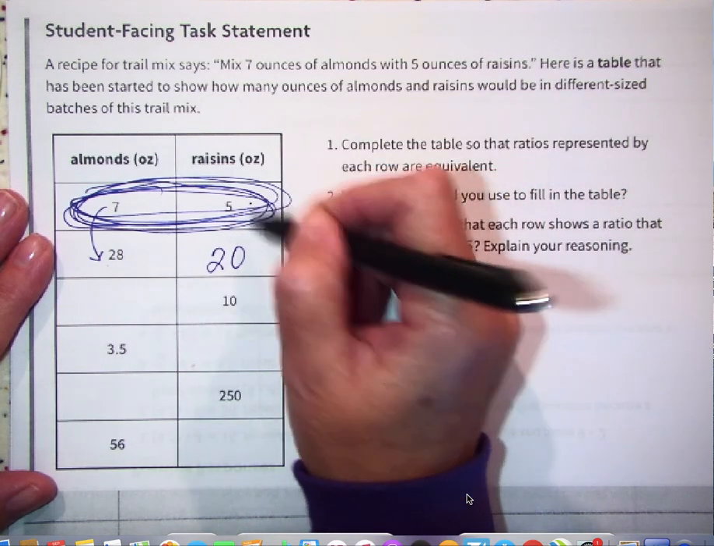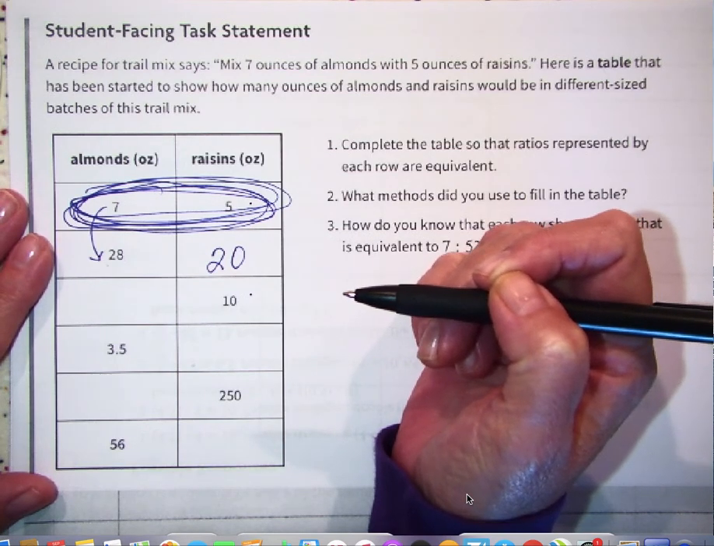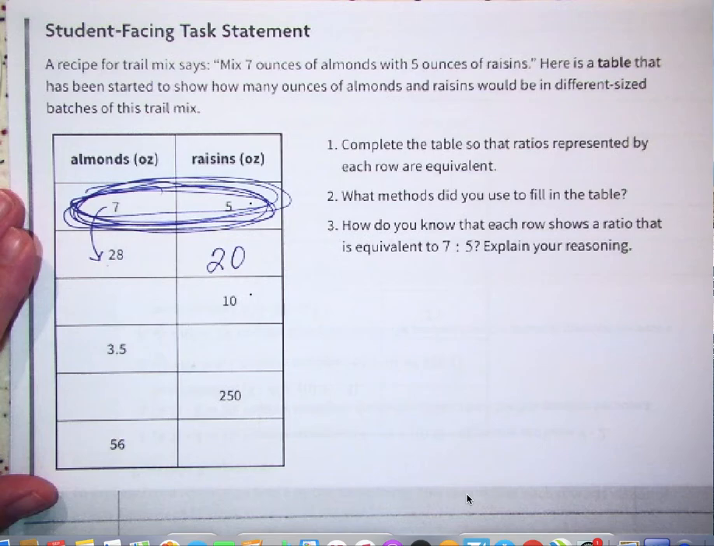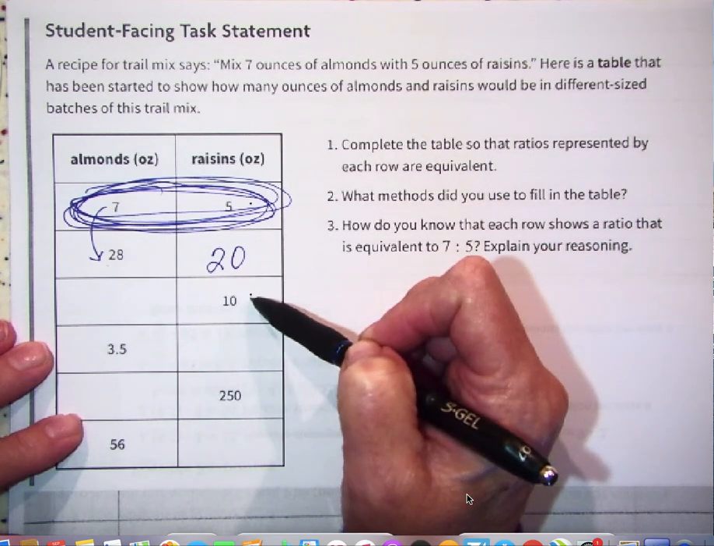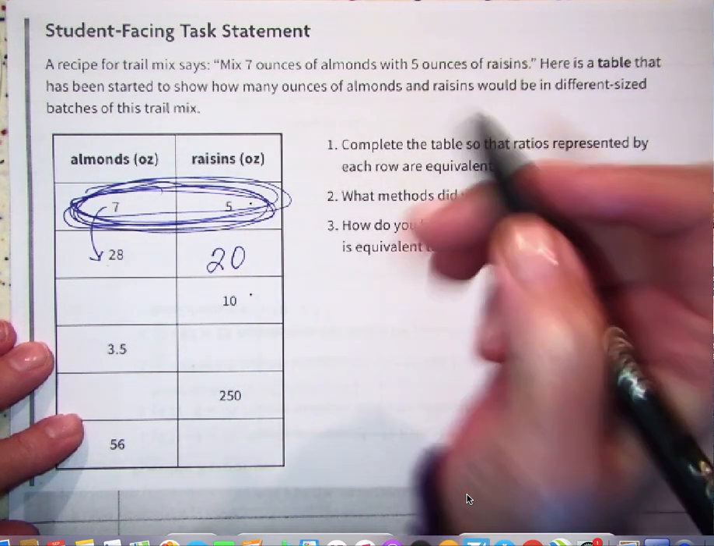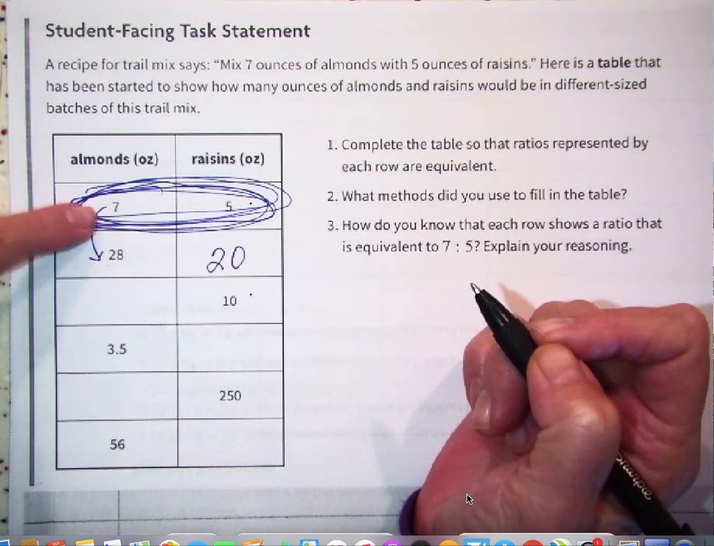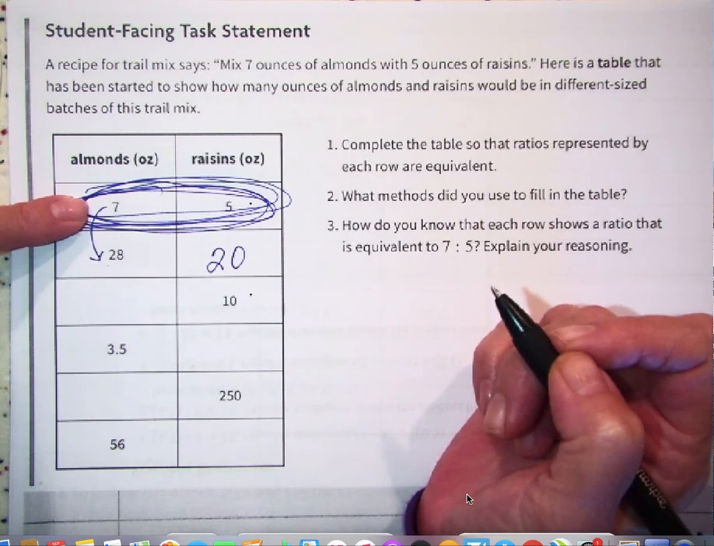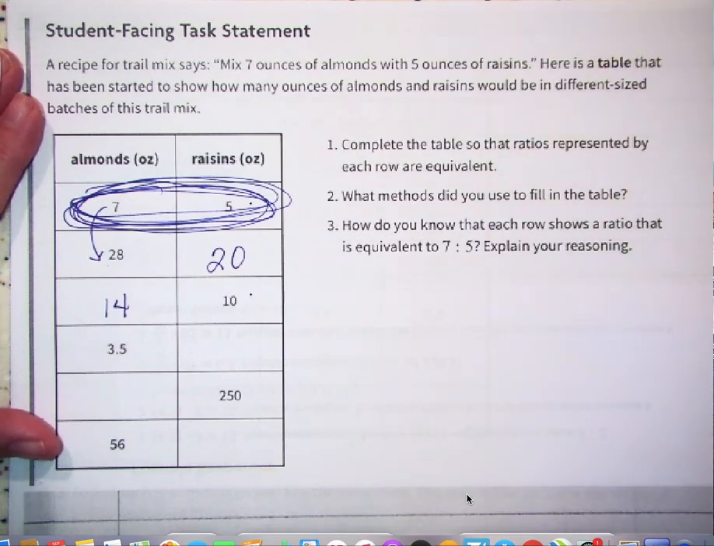So how do I go from 5 to 10? What do I multiply by? 5 times what is 10? Well, remember, we talked about those inverse operations. If I don't want to do guess and check, I can flip this around and I can say 10 divided by 5. 10 divided by 5 is 2. So that means I'm going to have to multiply 7 by 2. And 7 times 2 is 14. Okay? So far, so good.